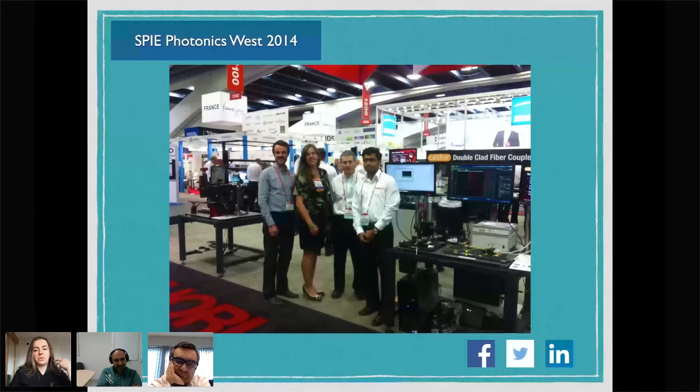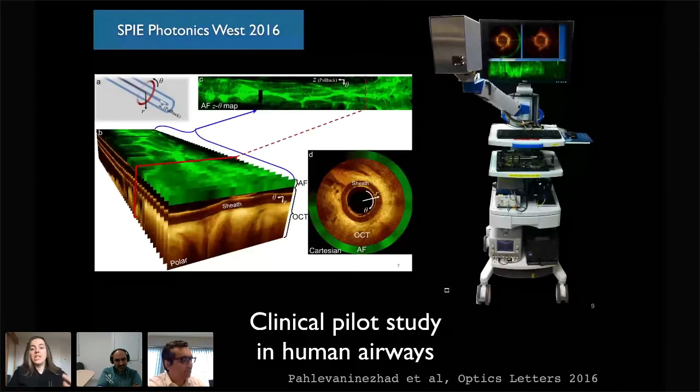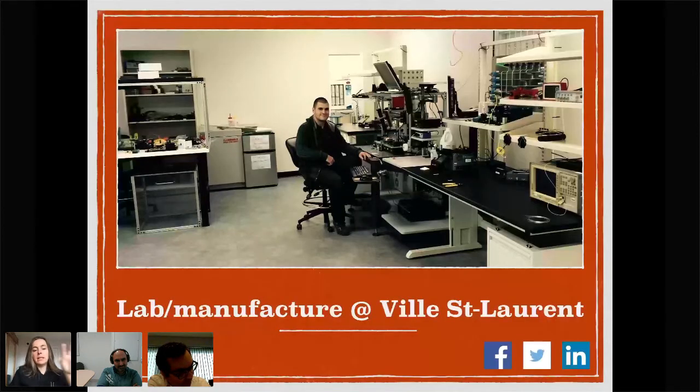It went through all the approval of Thor Labs. It was in their catalog. And if you look at the date, less than a year later, it was shown at the same conference as having been used in vivo in humans detecting a pathology. A few years later, we moved from the incubator at Polytechnique to a lab manufacturer at Ville Saint-Laurent.